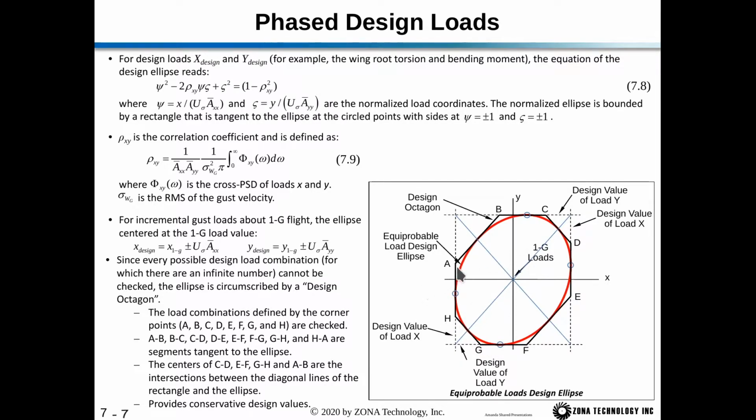And the line segments AB, BC, CD, and so on are segments that are tangent to the ellipse. And the centers of CD here, EF here, GH right here, and AB right here are the intersections between the diagonal lines of the rectangle and the ellipse. And designing to this provides conservative design values.